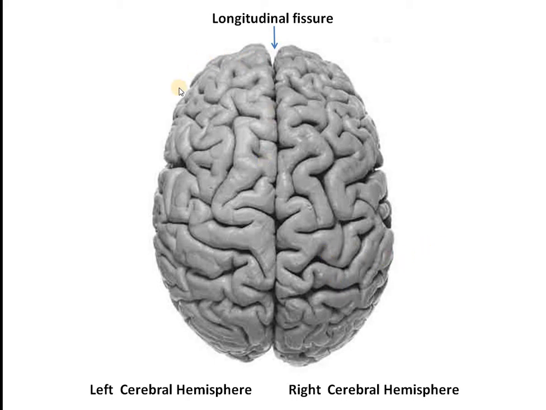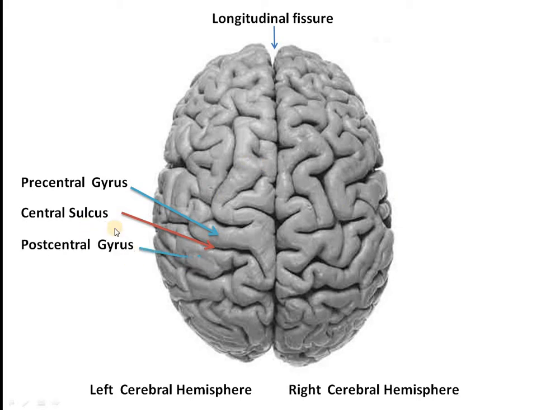Very interestingly, the left cerebral hemisphere is responsible for controlling, or receiving information from, the right part of our body, whereas the right cerebral hemisphere is responsible for controlling the activity of the left part of our body and also receiving the information from the left part of our body. Other than these, we have the central sulcus, and this central sulcus divides the cerebral hemisphere into two major halves, which will be discussed later. One is the frontal lobe, another is the parietal lobe, and this is the precentral gyrus and this is the postcentral gyrus.